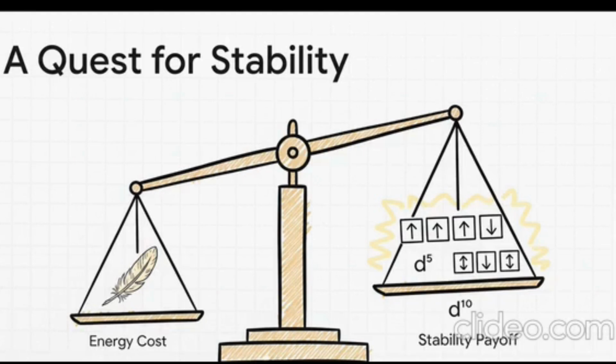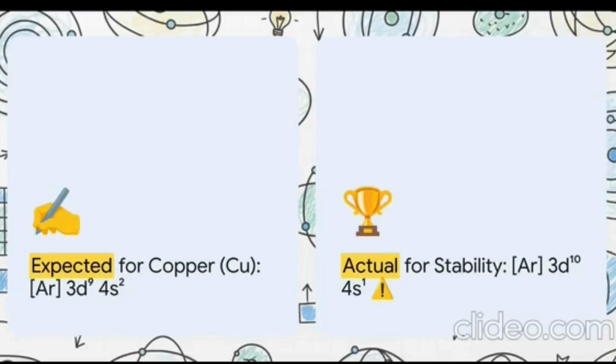So by promoting one electron, chromium gets a half-filled 4s subshell and a half-filled 3d subshell. That little bit of energy it costs to make the jump is more than paid back by the huge win in overall stability. And this isn't just some one-time fluke with chromium. The exact same logic plays out with copper. We'd expect it to be 3d9 4s2. But instead, what does it do? It promotes an electron from the 4s to the 3d orbital to get a completely full, ultra-stable 3d subshell. Its real address is 3d10 4s1.